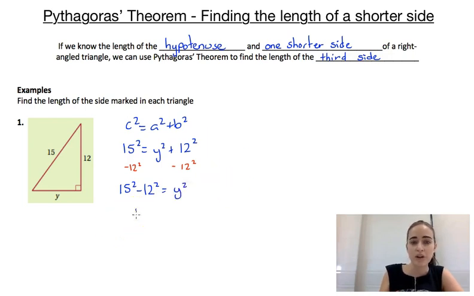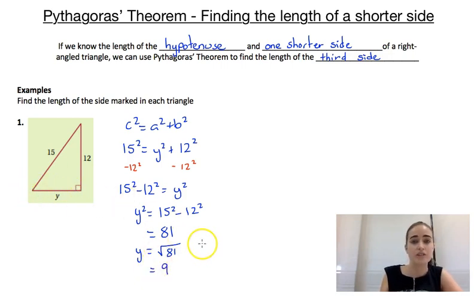Usually we write it the other way around. So we'd have y squared is equal to 15 squared minus 12 squared. Now if I put this part in my calculator, the 15 squared minus 12 squared, that's going to give me 81. And then that's telling me what y squared is. So to find y, I need to take the square root of 81, which would give me 9. So that's telling me that this side is 9 units long.